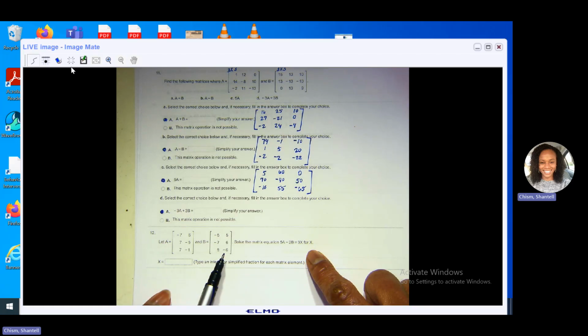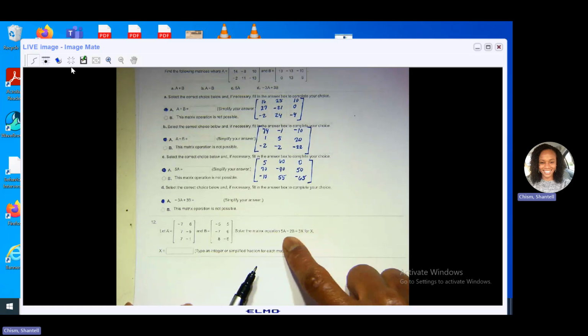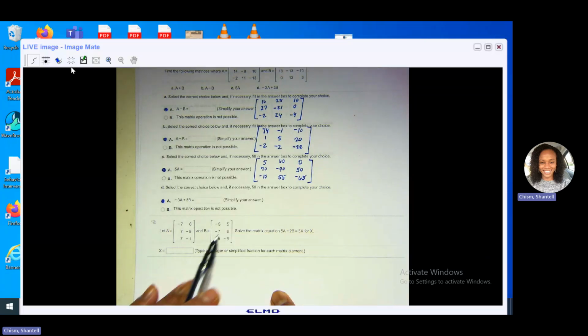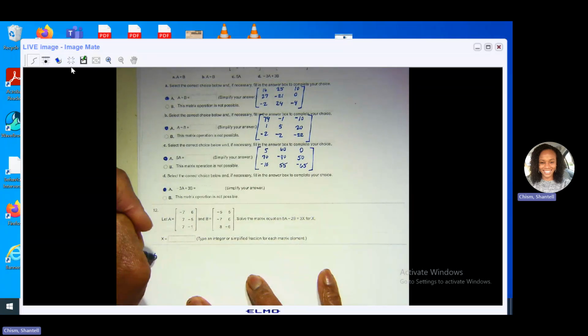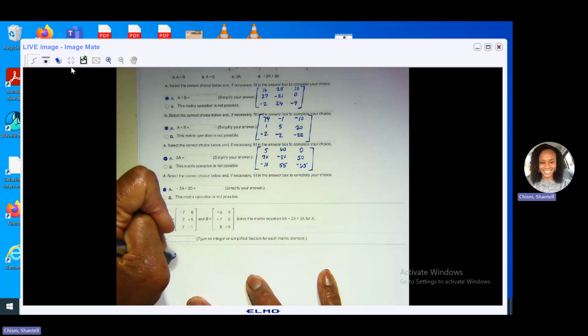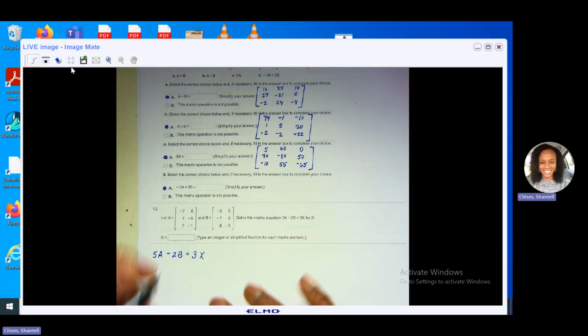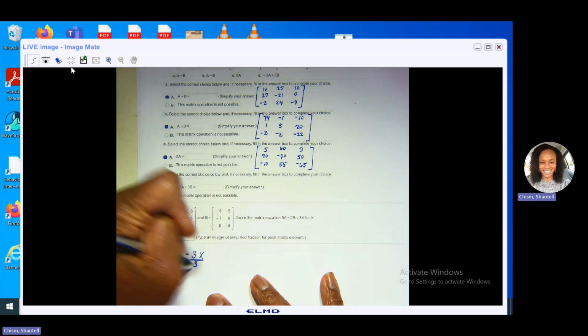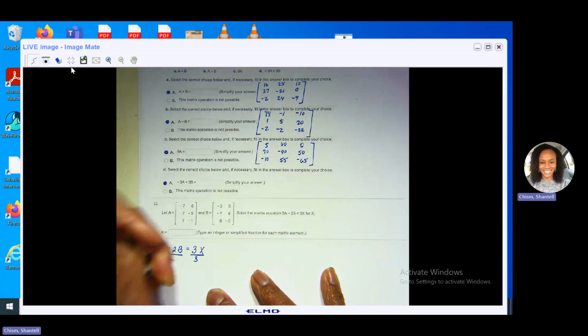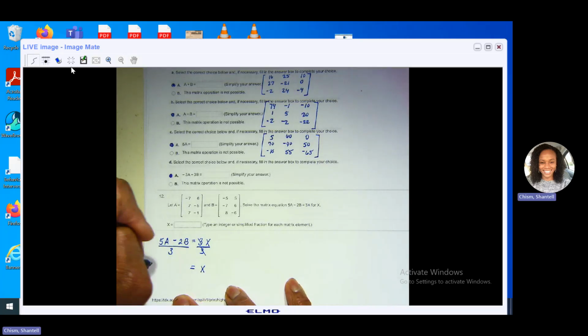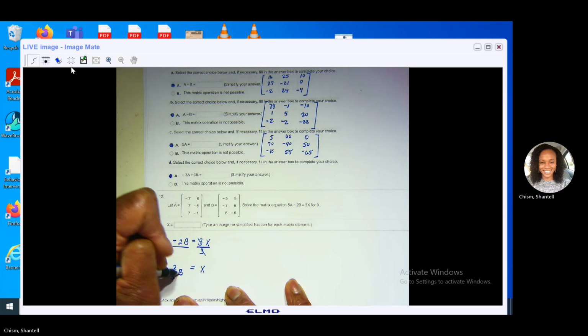So what I'm going to do, I'm going to take this equation and first start off by solving the equation for X. And then I'll work with the matrices, okay? So 5A minus 2B equals 3X. If we solve this for X, we can divide out by 3. I'm going to divide the whole thing by 3. So this ends up being X equals 5/3 A, because it's 5 over 3A, minus 2/3 B.